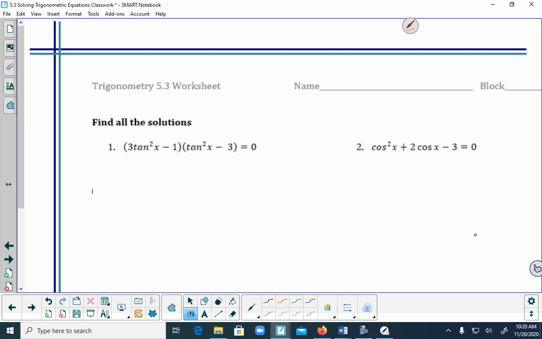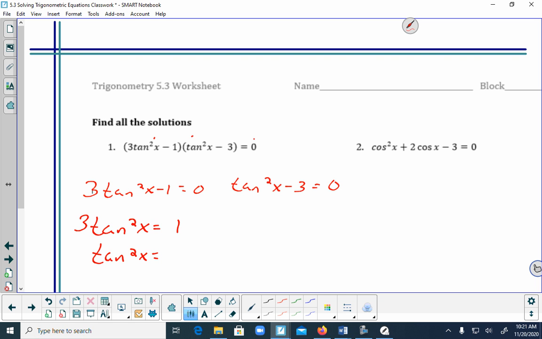So this one, I have two things that are multiplied by each other that are set equal to 0. So I'm going to use the zero product property and set each one of those equal to 0 by itself. So I'm going to have 3 tangent squared x minus 1 is equal to 0, and tangent squared x minus 3 is equal to 0. Here I'm going to add 1 to both sides, so I'm going to have 3 tangent squared x is equal to 1. Divide both sides by 3, and tangent squared x is equal to 1/3.